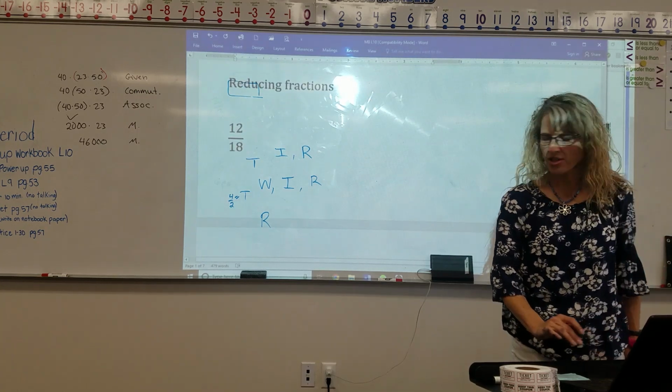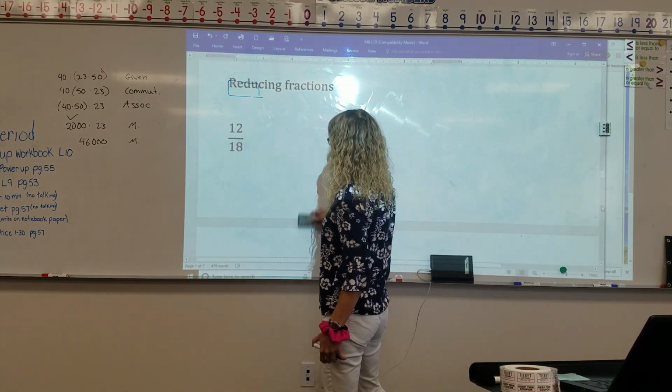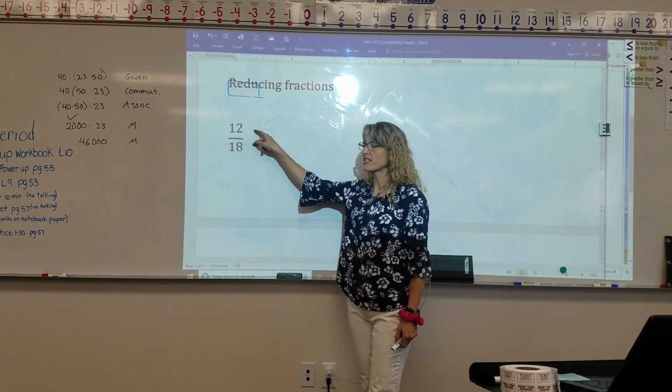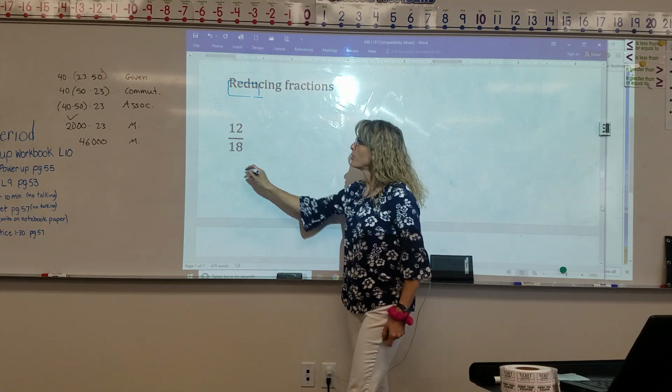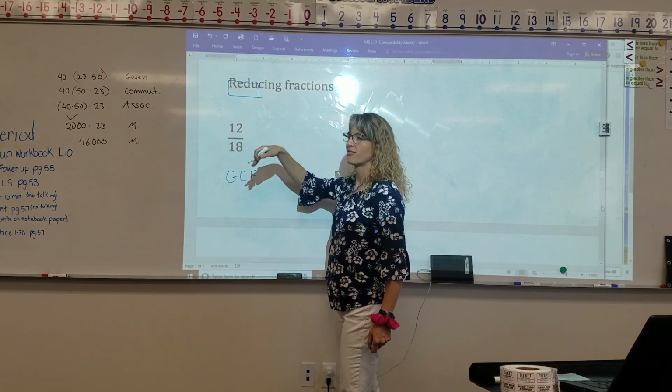Okay, we're going to do something cool. Big fractions are a pain. They are harder to work with, they're harder to add, they're harder to multiply. So any fraction, if it can be reduced or simplified, we do it. How do we do it? We find the greatest common factor of the numerator and denominator and divide it out.